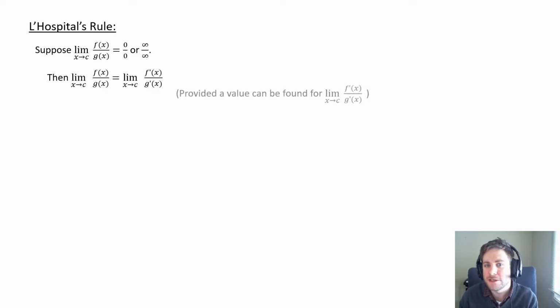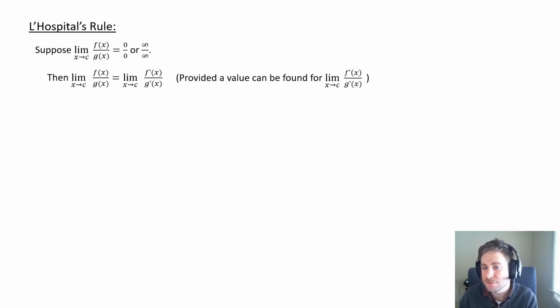But this equality is only valid if it's possible to actually find a value for the limit of f prime over g prime. But if that limit does exist, or even if it evaluates to positive or negative infinity, then it's equivalent to the limit of f over g.